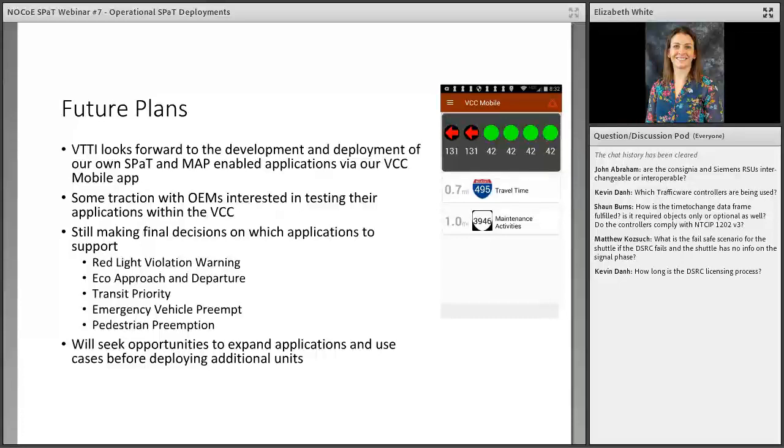We're also likely to expand the VCC environment, add more RSUs if and when the use cases deem that necessary. Like I said, we currently have 30 out there on 3 or 4 major corridors already implemented, so that's a pretty good test bed for us currently to be able to learn what we need to learn before this becomes more mainstream.